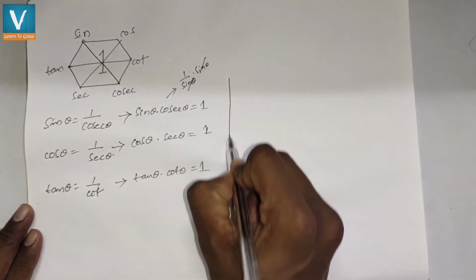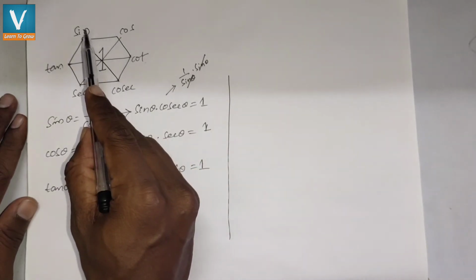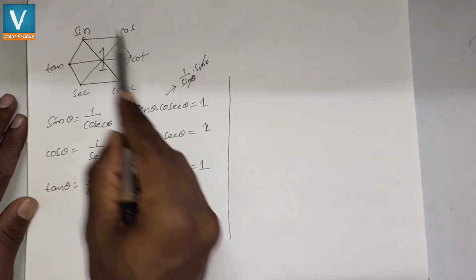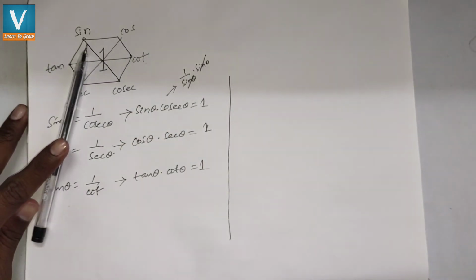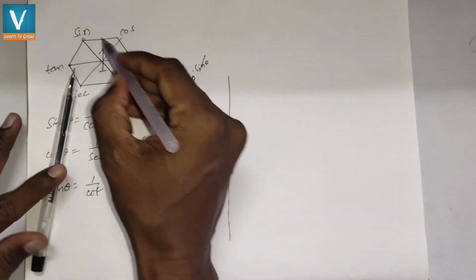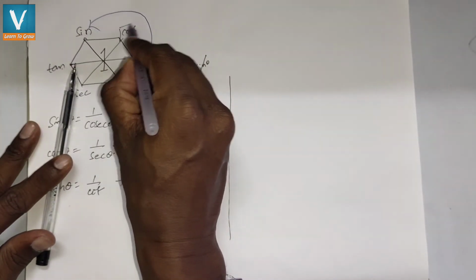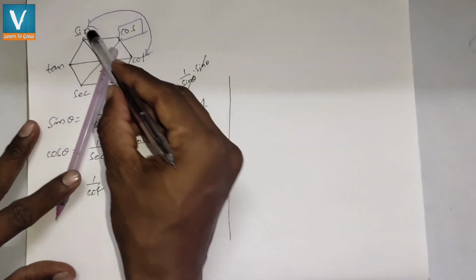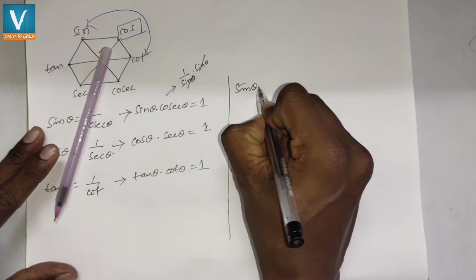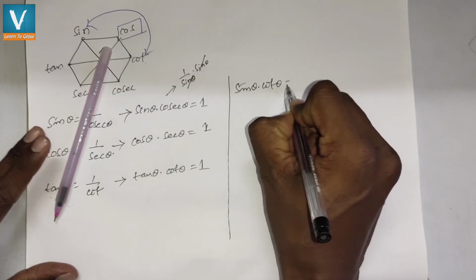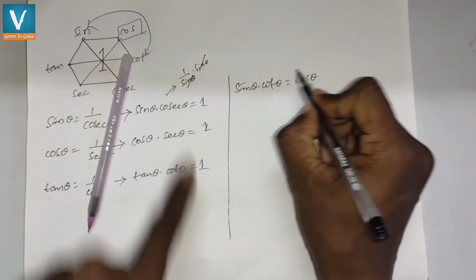Now another formulas. From this one only I am deriving other formulas. How? I am considering alternate ones. Taking alternates, we get the middle one as the answer. See carefully once. I'm considering here sine and cot. So the answer will be cos. We'll check it here. I'm writing sine theta into cot theta. I took alternates. What is the answer I said here? Cos theta.